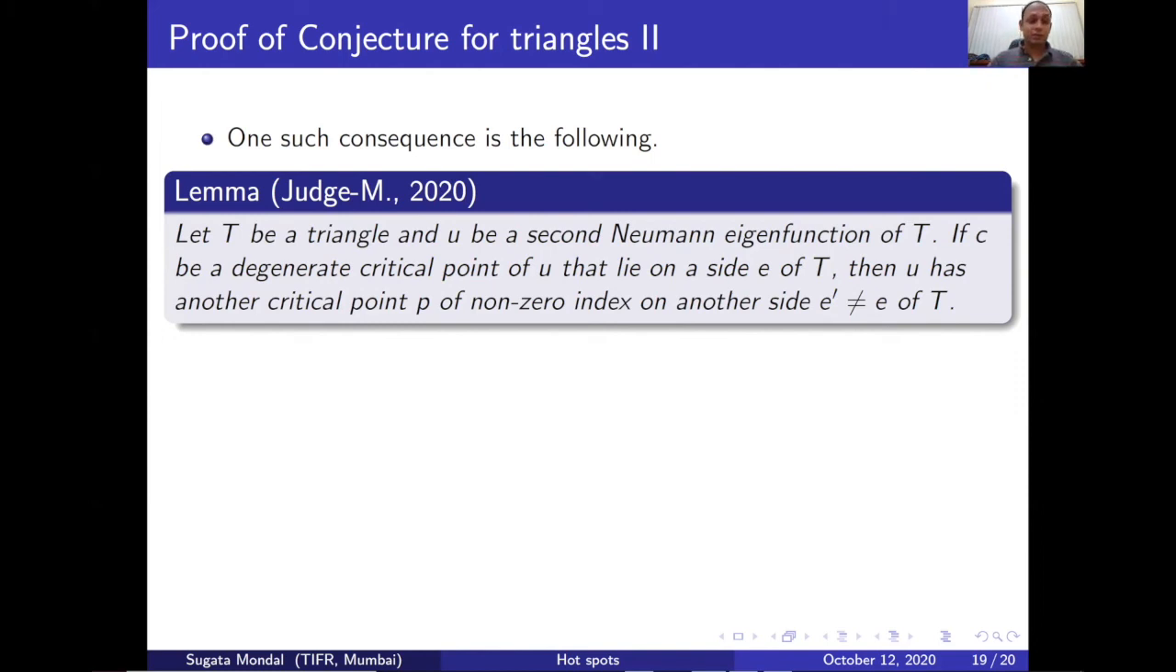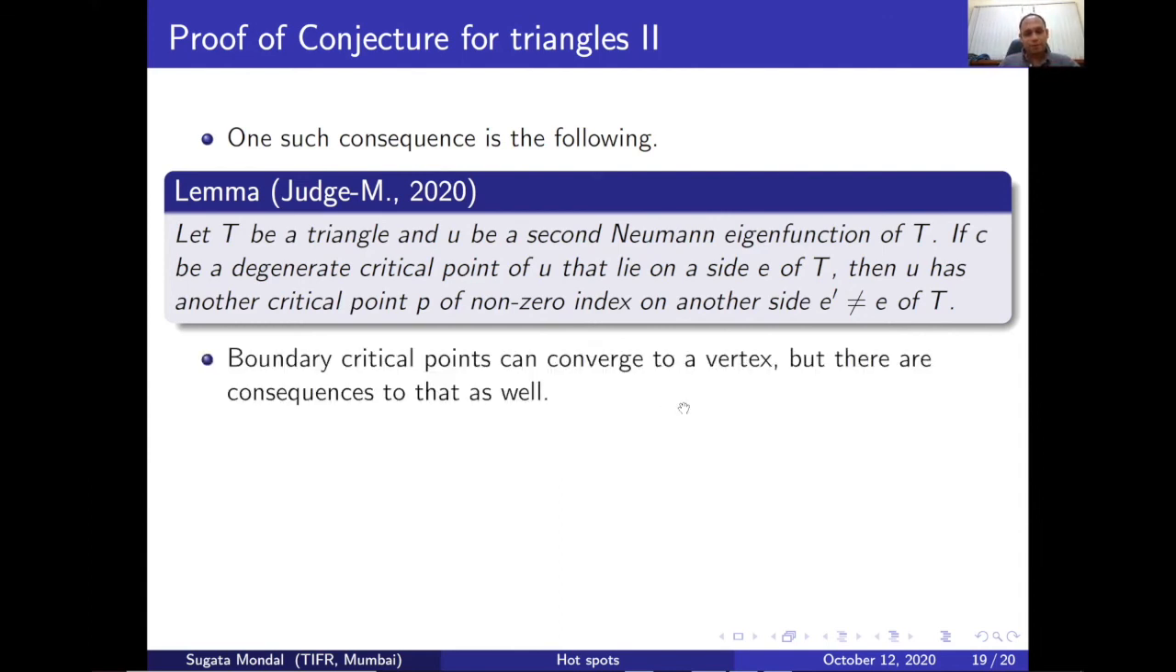To be more precise, if you take a triangle T and a second normal function U, and if C is a degenerate critical point of U that lies on a side of T, then you have another critical point P of non-zero index on another side that is different from T. Okay. I wanted to give you an idea of the proof of this one, but I don't have any time, so I'll not go into that.